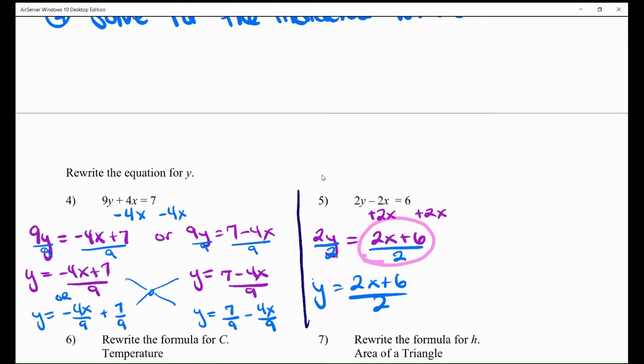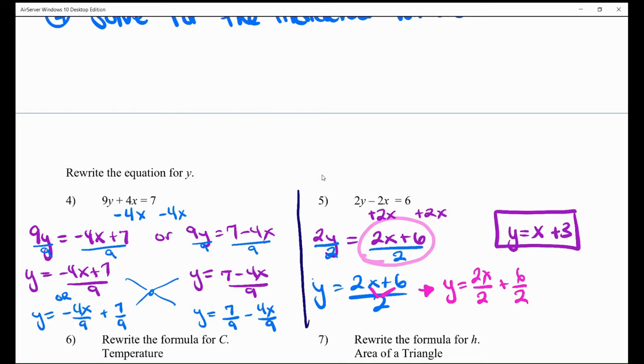Now in this case, because both the 2x and the 6 are divisible by 2, we would want to split it up into 2 terms so that we're able to simplify. 2x divided by 2 is x. 6 divided by 2 is 3. So if you had 6 plus 2x originally, your final answer would just be y equals 3 plus x.